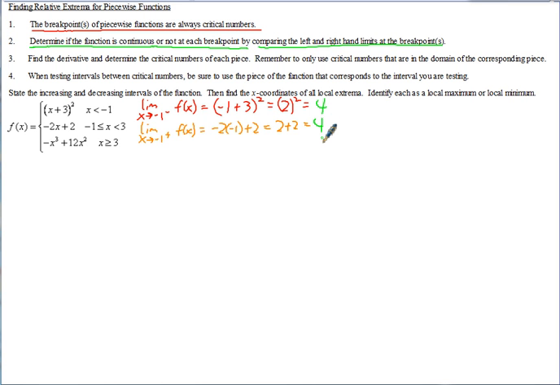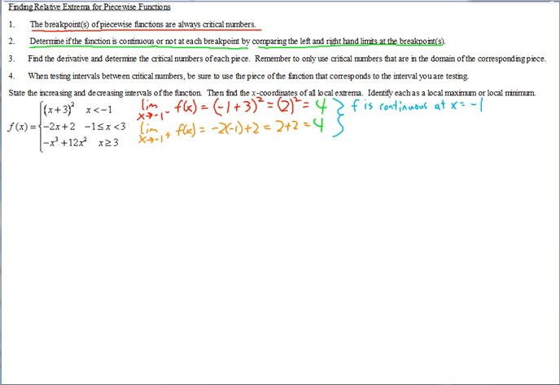So because those are the same, that means on the left and the right it approaches the same y value, so then we know that f is continuous at x equals -1. And that's important because if it's continuous, that means it could potentially be a relative minimum or maximum, possibly.